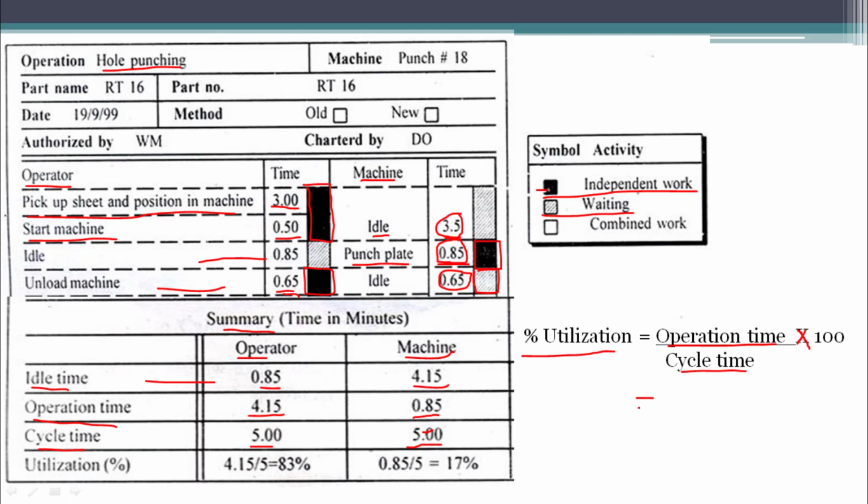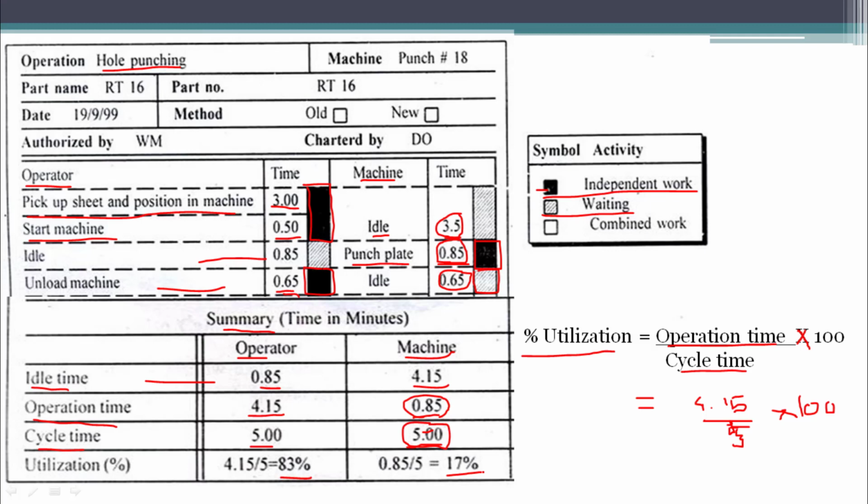The operation time of the worker is 4.15 and the cycle time is 5. So we divide 4.15 by 5 and then multiply by 100. We get 83% utilization of the worker. Similarly, we can find the percentage utilization of the machine by dividing 0.85, that is the operating time of the machine, by the cycle time of 5. We get 17% utilization of the machine.